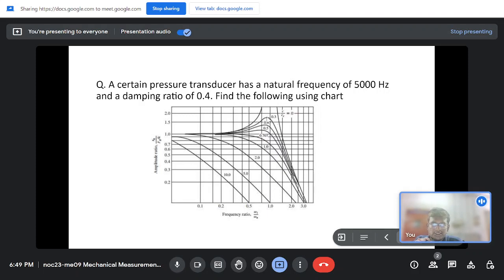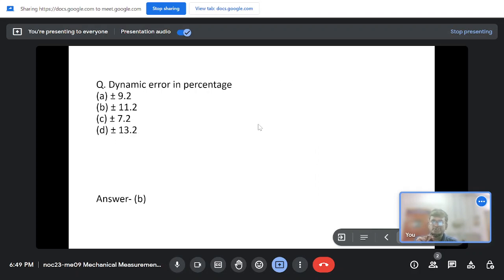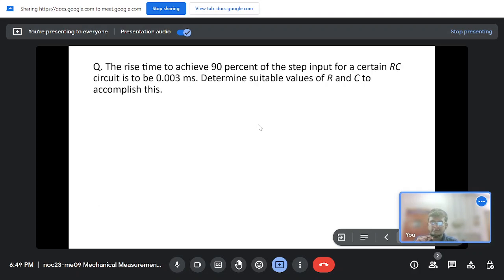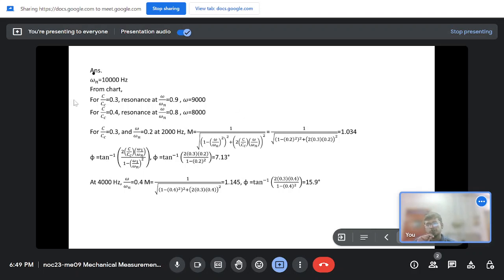So 0.3 and 0.4 are close, so we'll approximate it to be 0.9 and 0.8. This we have already seen. For 0.4 the resonance occurs at a frequency ratio of 0.8. For 0.3, which is close, we'll approximate it to be 0.9. Natural frequency is 10,000, so 10,000 into 0.9 will give you 9,000 Hz. And for the case of damping ratio of 0.4, the resonance occurs at 8000 Hz.